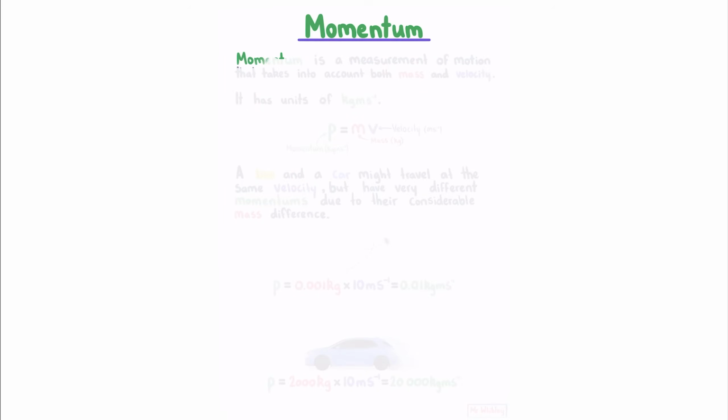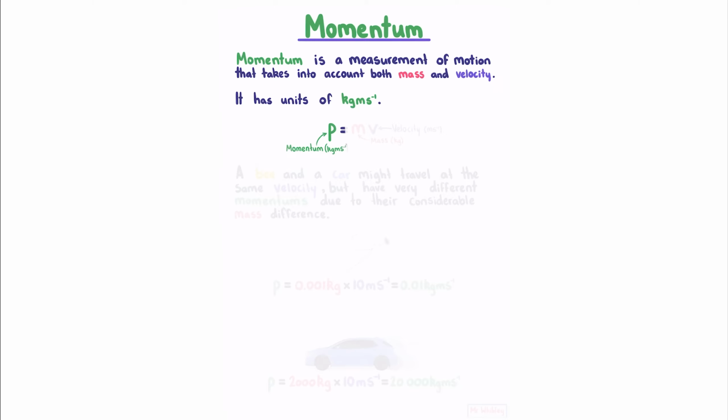Momentum. Momentum is a measurement of motion that takes into account both mass and velocity. It has units of kilogram meters per second. As an equation, momentum symbolized by lowercase p is equal to mass times velocity. And so, as we can see, momentum takes into account mass and velocity in equal proportion. And although kilogram meters per second is quite a mouthful and might seem hard to remember, just bear in mind it's just the units of mass multiplied by the units of velocity.